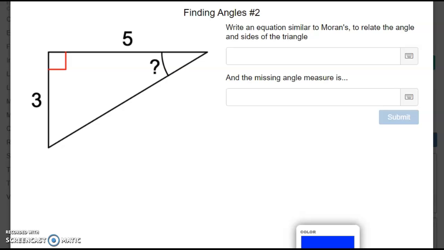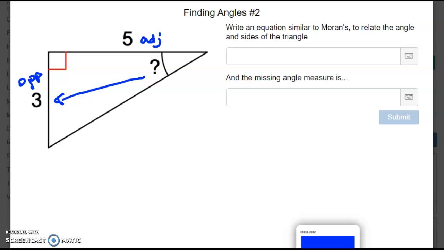Write the equation similar to Moran's to relate the angles and sides of this triangle. Okay, so we know this is the unknown angle that we are trying to find. What is this side in relation to the reference angle? This is the opposite side, because it's across from the reference angle. And this side is right next to the reference angle, so this is my adjacent.